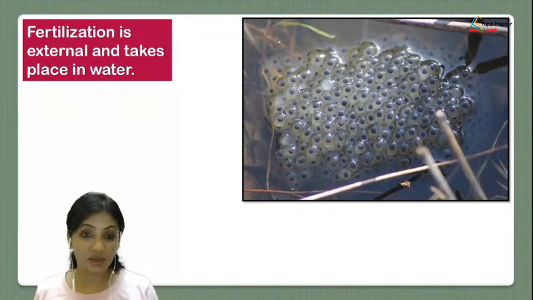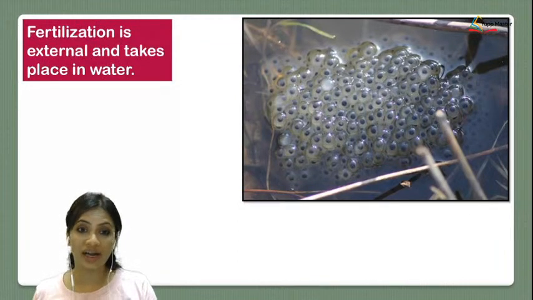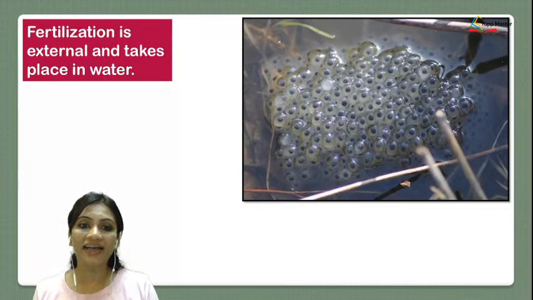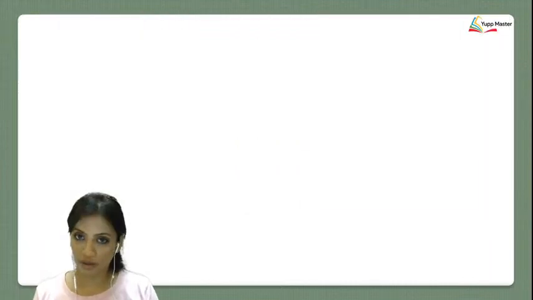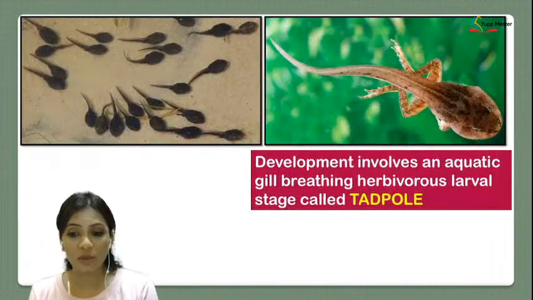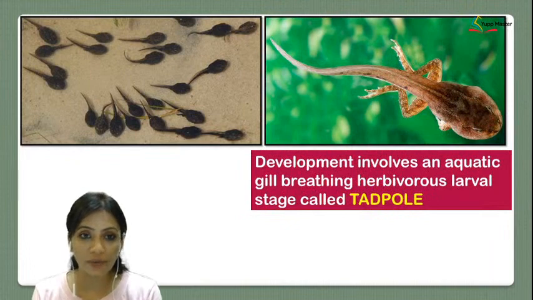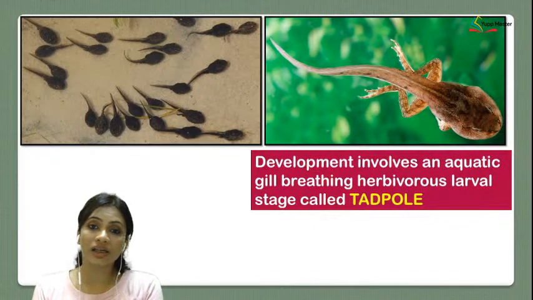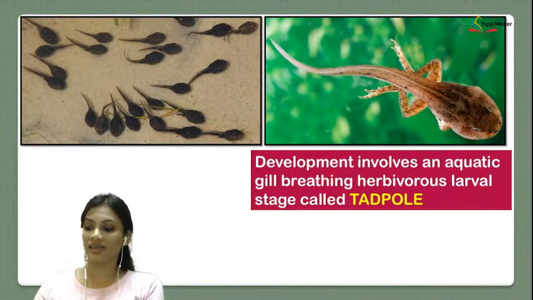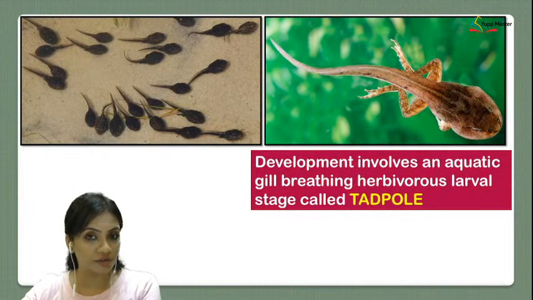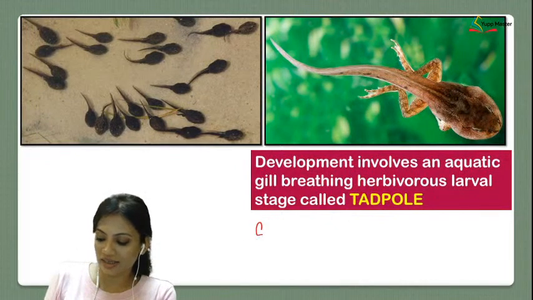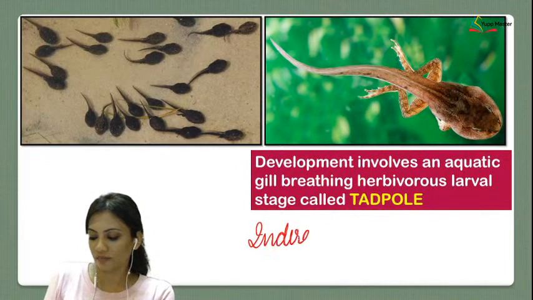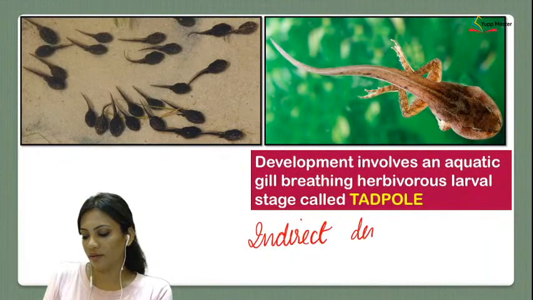As we just saw a little while back, I told you that fertilization is external and it takes place in water. Okay, these are those small tadpoles which actually develop in the water. And the development as tadpoles, tadpoles are the larva form, and because it is having a larva form, you may call this as an indirect development.